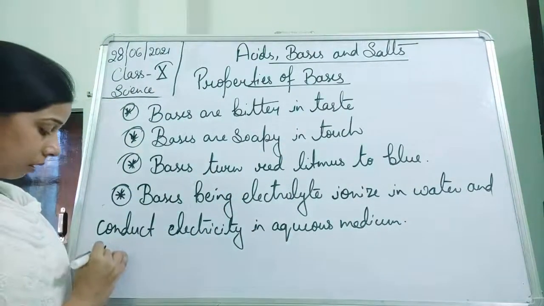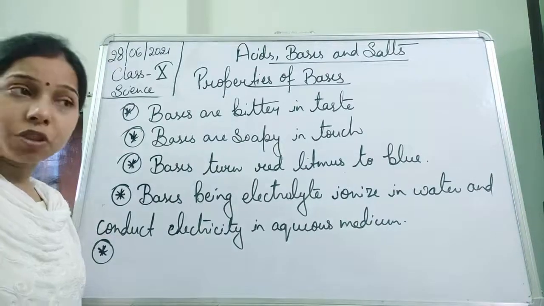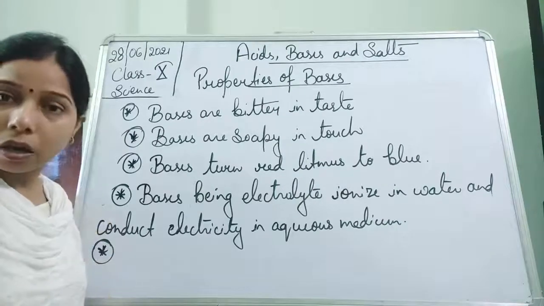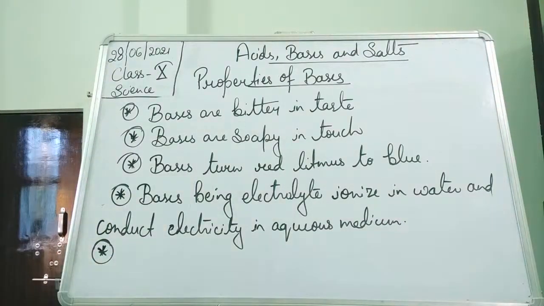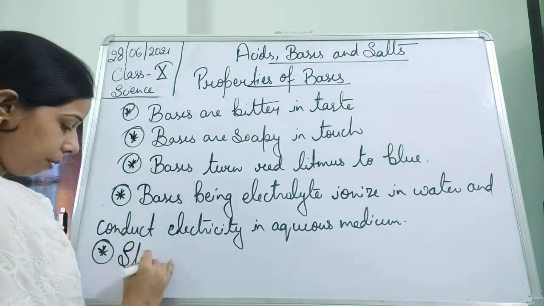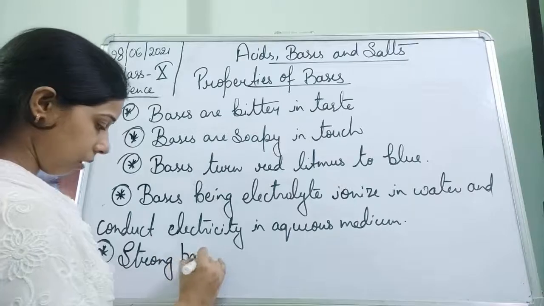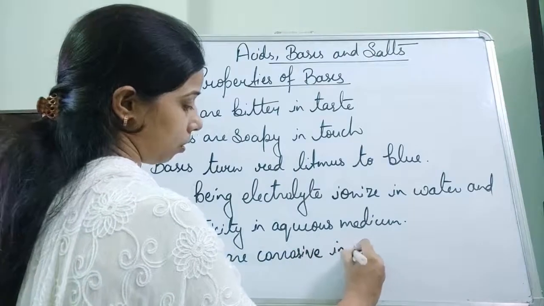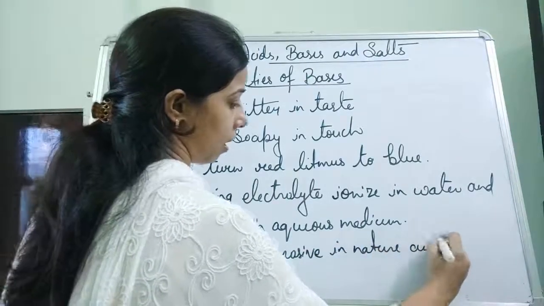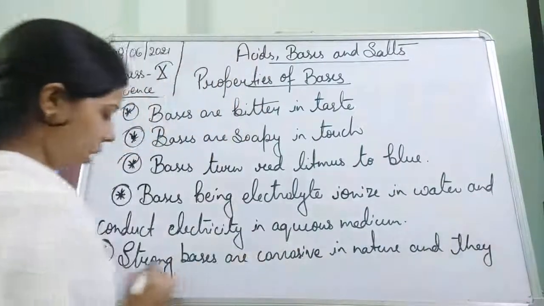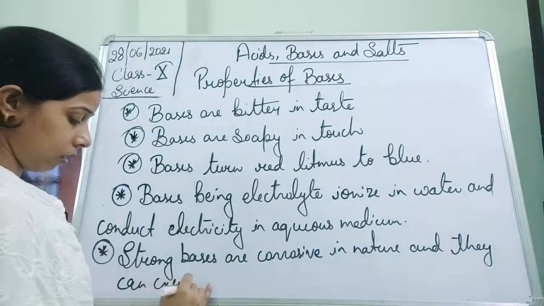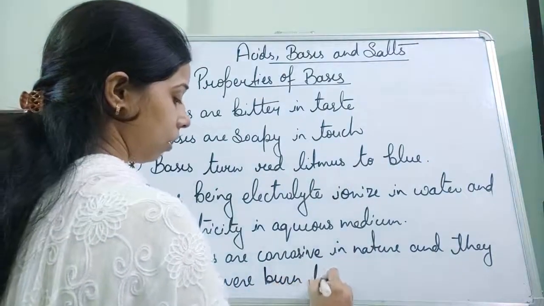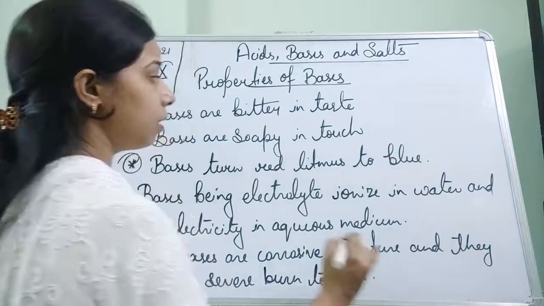Strong bases are corrosive in nature. Generally we know that bases are good to deal with, but strong bases are corrosive, and they can cause severe burns to skin.